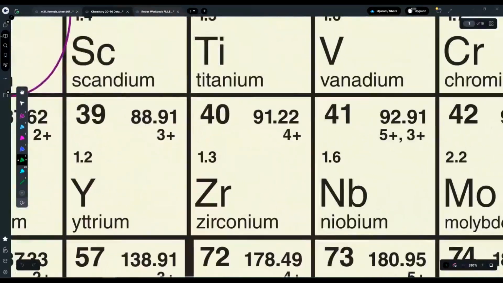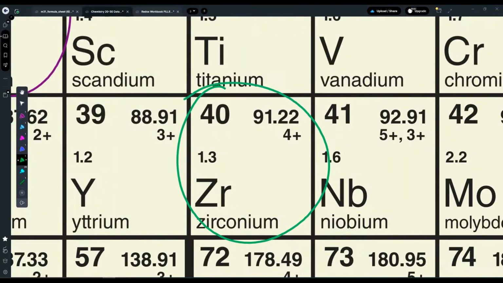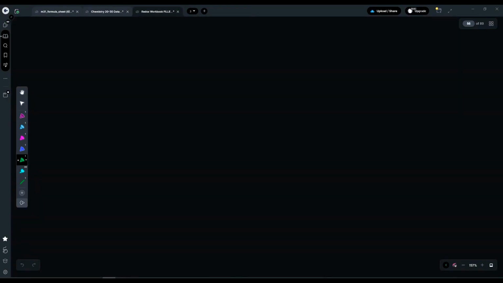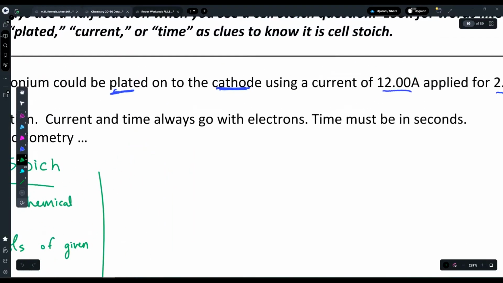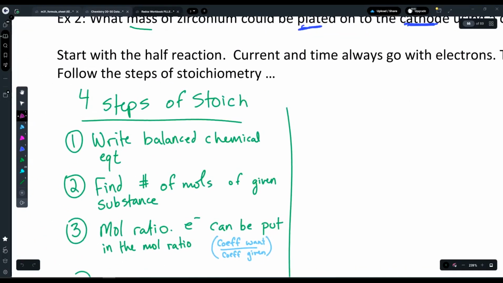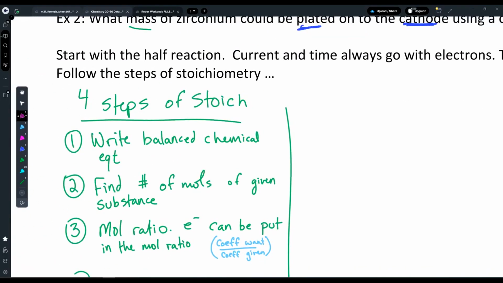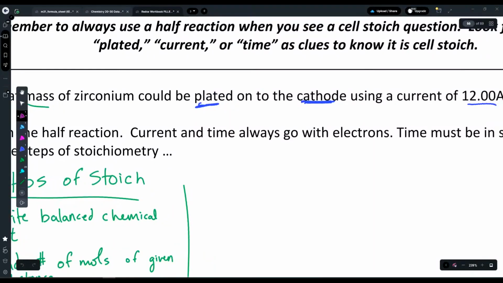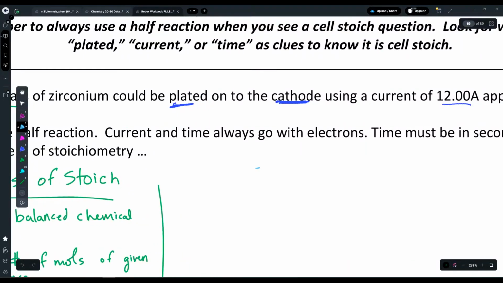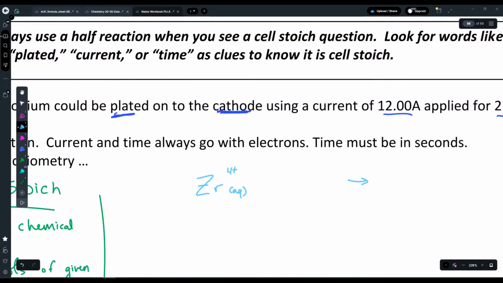Okay, so there's zirconium, it's right here, number 40, and it likes to have a charge of 4+. So let's use that to do step 1, writing our balanced chemical equation. This will just be a half reaction that happens at the cathode. Zirconium starts out as an ion, and it gets plated, so it goes from an ion to a solid.